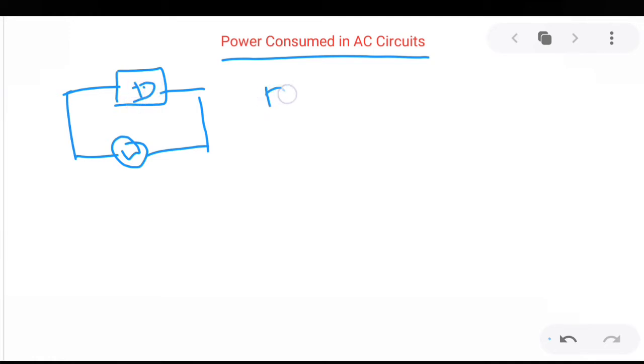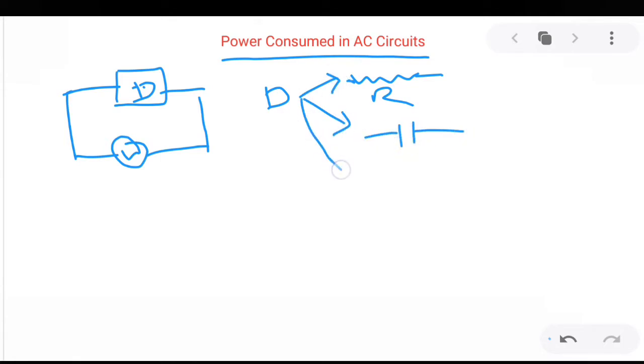Now this device can be a resistor, it can be a capacitor, it can be an inductor. It can be any device, so we are taking a general case. So you have a device and you have an AC source. Now let's say this AC source has voltage V is equal to V naught sine omega t.